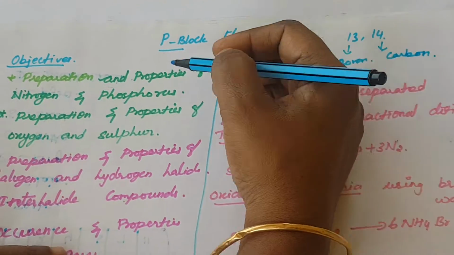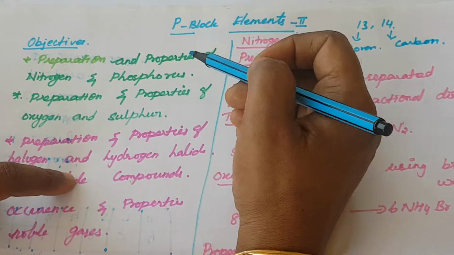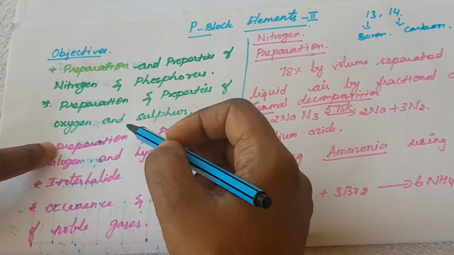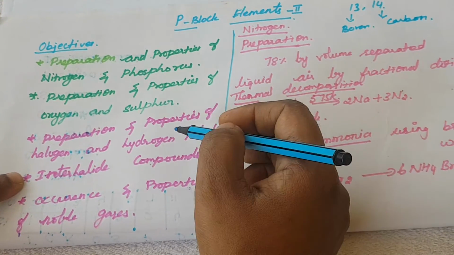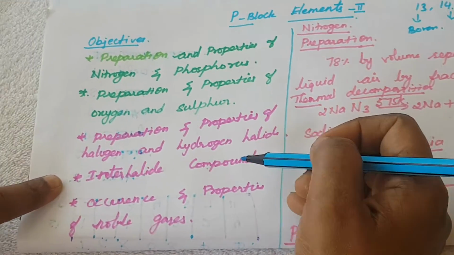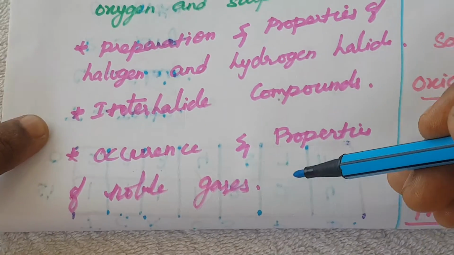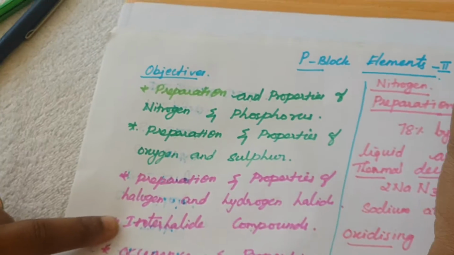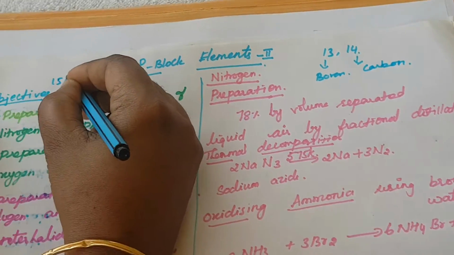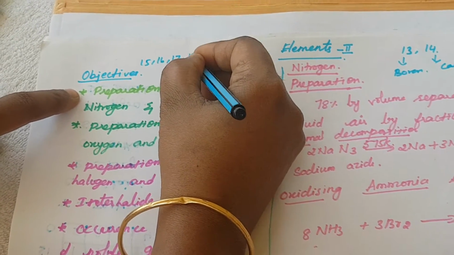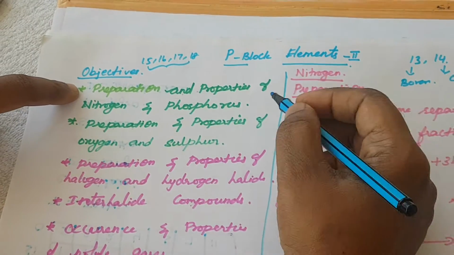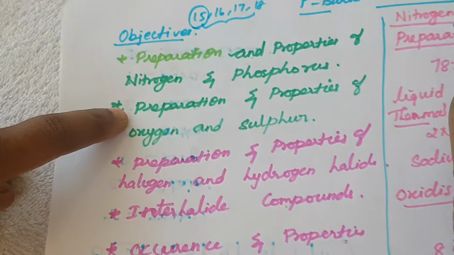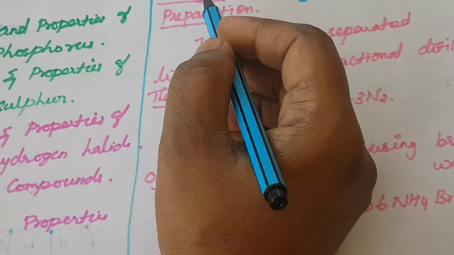But in this lesson, we are going to learn about the preparation and properties of nitrogen and phosphorus, preparation and properties of oxygen and sulfur, preparation of the halogens and hydrogen halides, interhalogen compounds, and the occurrence and properties of the noble gases. These are all under groups 15, 16, 17 and 18. These four groups we are going to learn in this lesson. First we are going to see the 15th group, the nitrogen family.